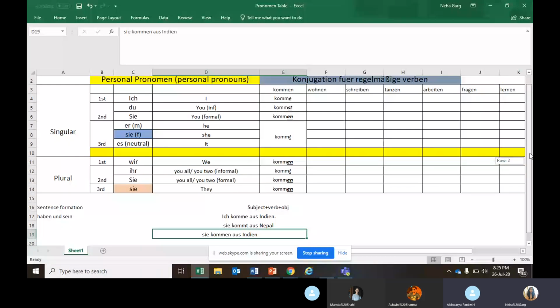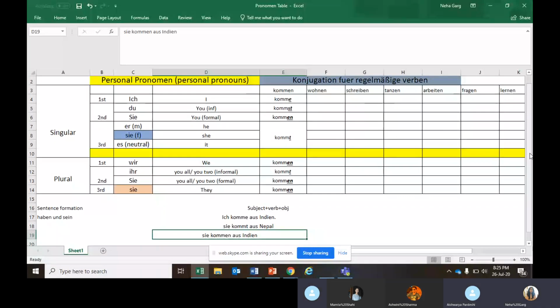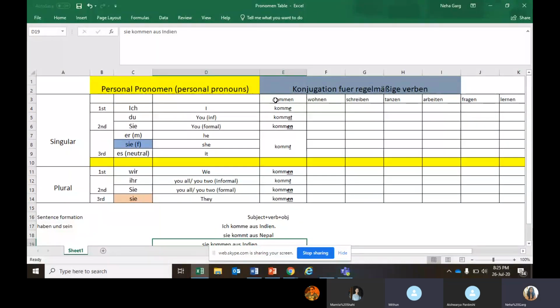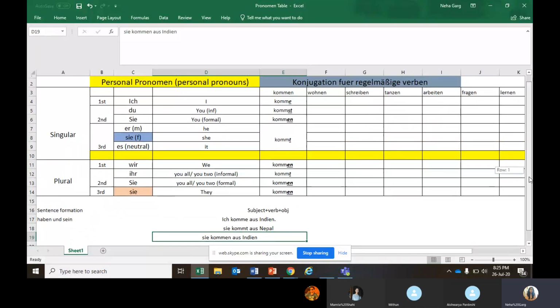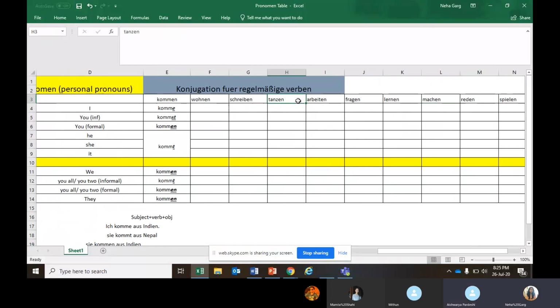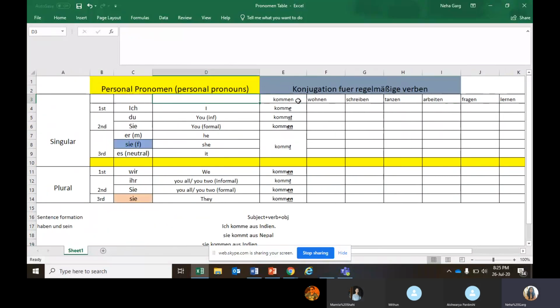Is it making sense now, Mithun? Still a bit confused. No problem. The more you practice and the more you understand the grammar, it will become clear. So, kommen means to come. Here in this table, I have mentioned a few verbs. Using this, we can make some sentences. With each pronoun, the verb conjugates differently.